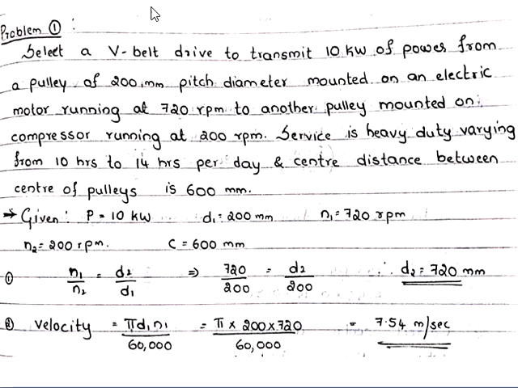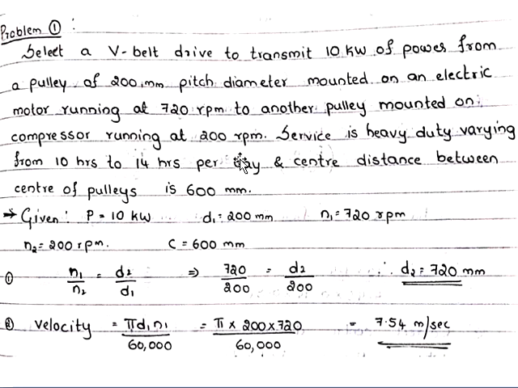Select a V belt drive to transmit 10 kilowatt of power from a pulley of 200 mm pitch diameter mounted on an electric motor running at 720 rpm to another pulley mounted on a compressor running at 200 rpm. Service is heavy duty, varying from 10 hours to 14 hours per day, and the center distance between the center of pulleys is 600 mm.